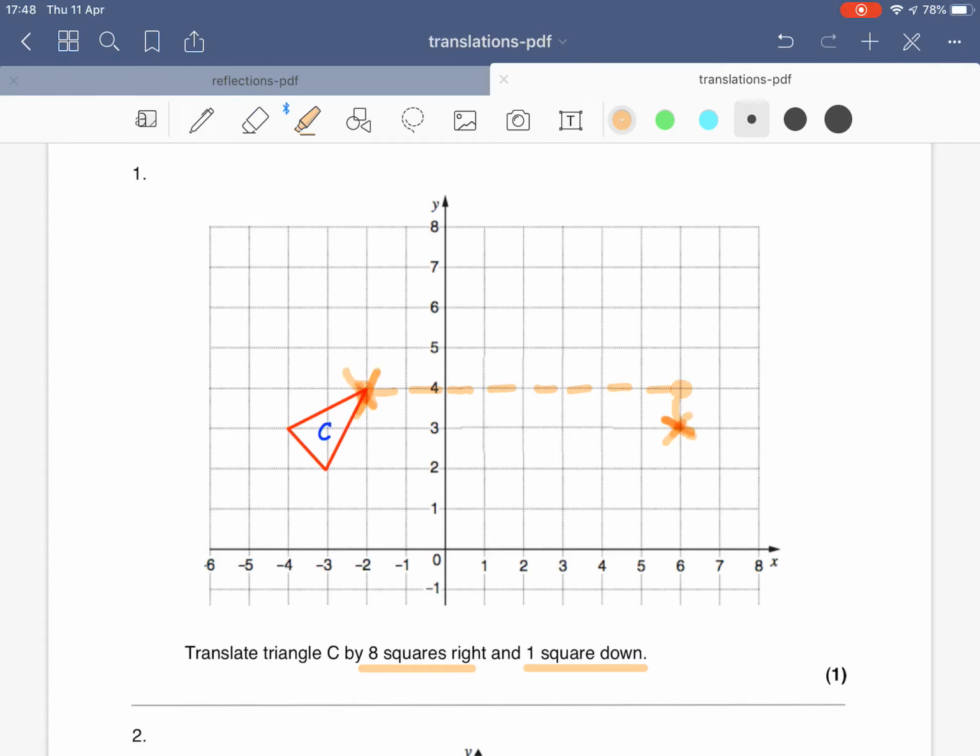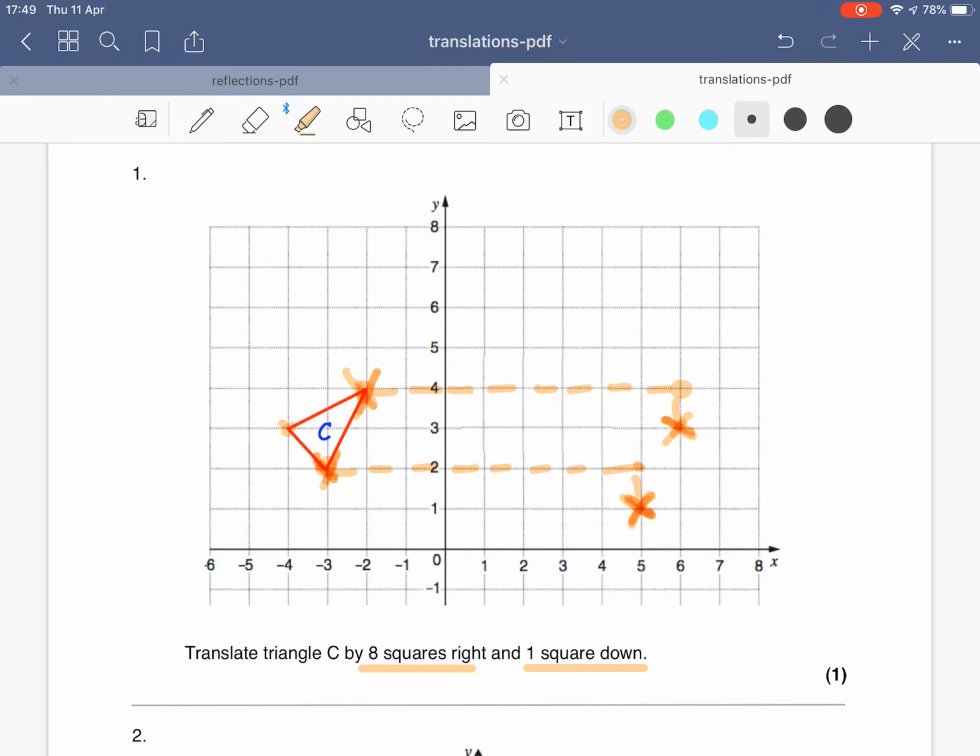Okay, so a lot of people make the mistake of now drawing the triangle from a different direction, but that's why we need to do other points as well. So if I do this one now, I'm going to go 8 to the right and then 1 down. So 1, 2, 3, 4, 5, 6, 7, 8. So it's here. Then 1 down. So I know that point, this vertex here, this is going to be now here. Last one.